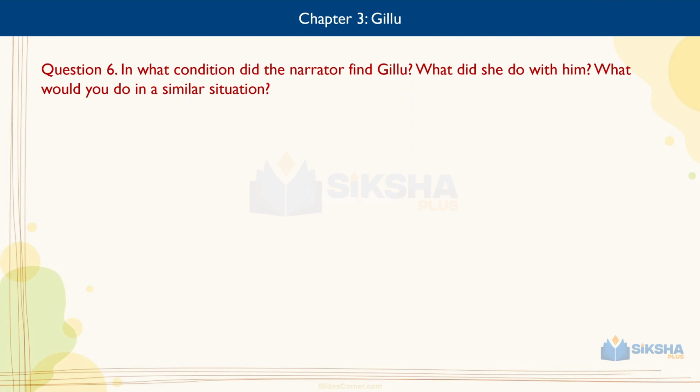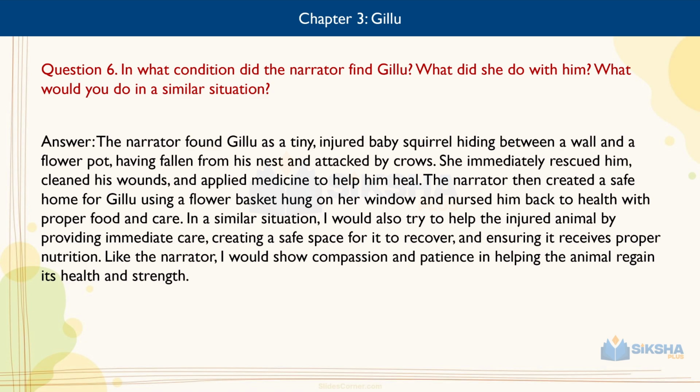Question number 6. In what condition did the narrator find Gillu? What did she do with him? What would you do in a similar situation? Answer. The narrator found Gillu as a tiny injured baby squirrel hiding between a wall and a flower pot, having fallen from his nest and attacked by crows.